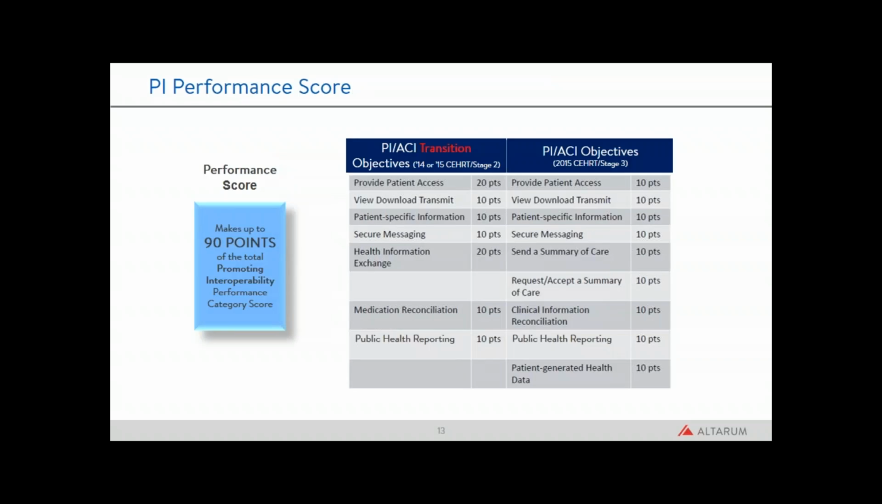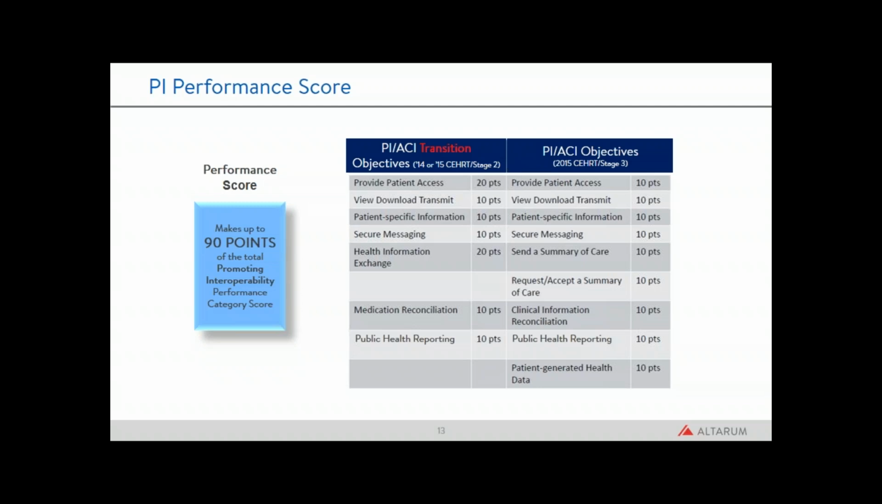On the PI performance score, again, you've got up to 90 points, and these are all of the measures that are reflected in there. You can see under the transition objectives, which is what we see most participants sticking in for this year, they are still an option. You can use either 2014 or 2015 certified technology here. These are the measures that correlate back to the modified stage 2 of meaningful use.